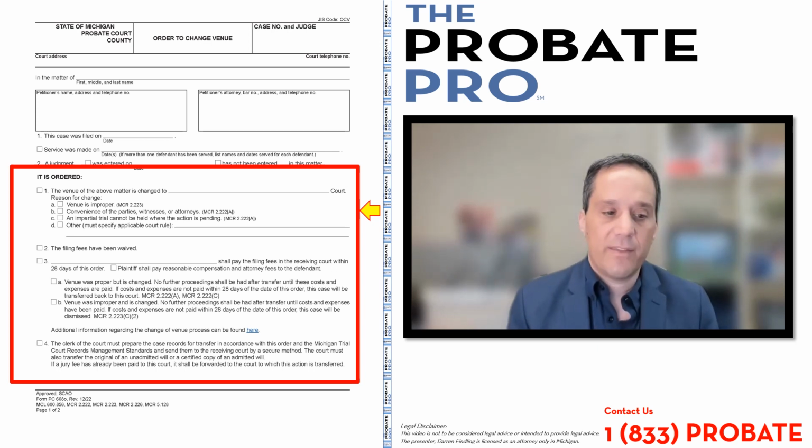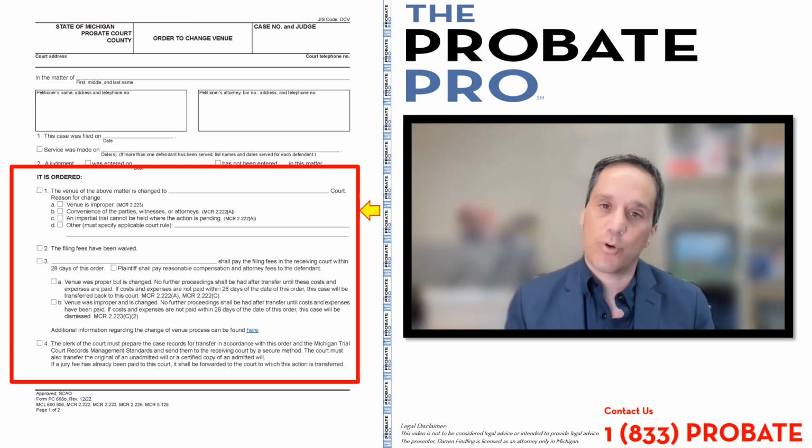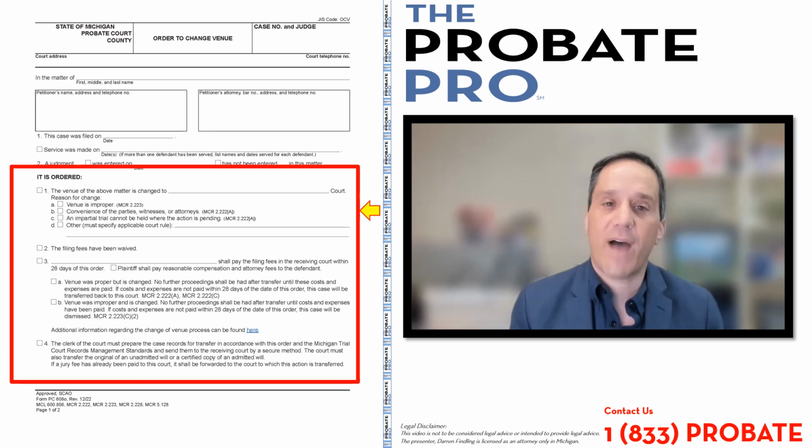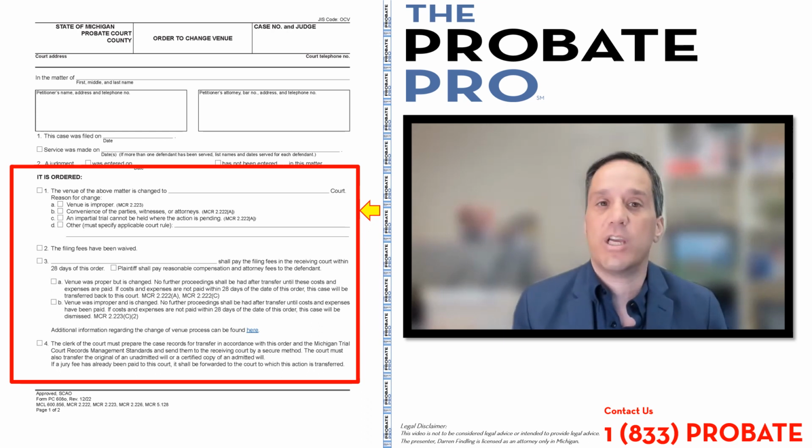And then there are check boxes for the various identifications, whether venue was proper or was improper and then changed, because there are rules that govern the filing fees and expenses relating to whether you initiated in the correct venue or not. Also, there's a catch-all provision. It says additional information regarding the change of venue can be found here, and there's a click box, or a hyperlink there. We'll talk about that in a moment.